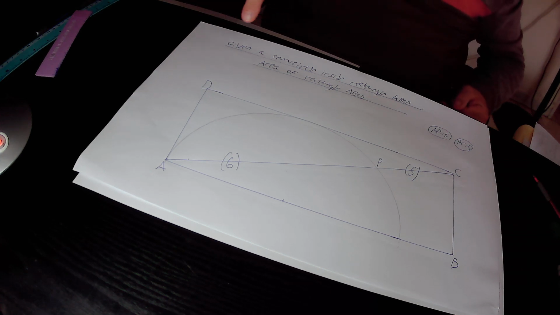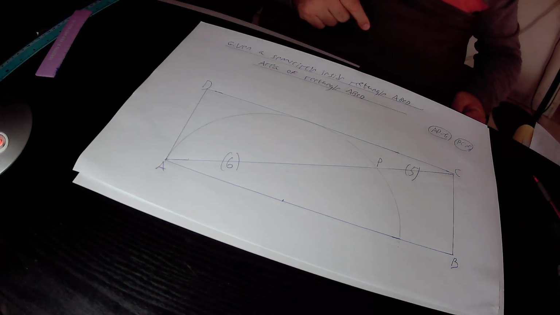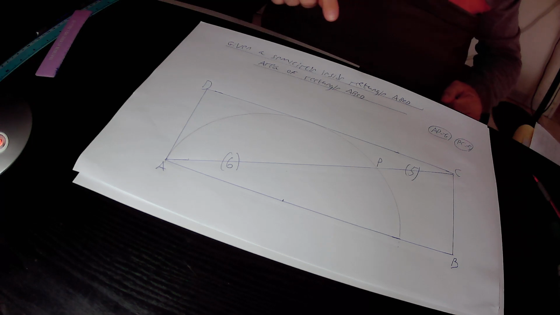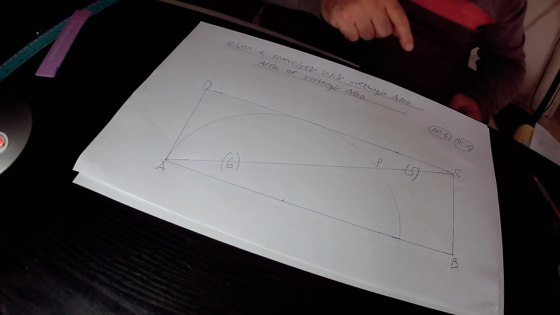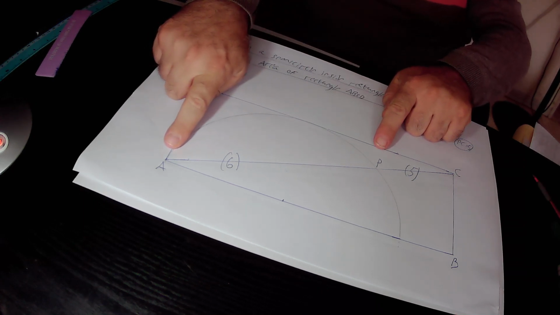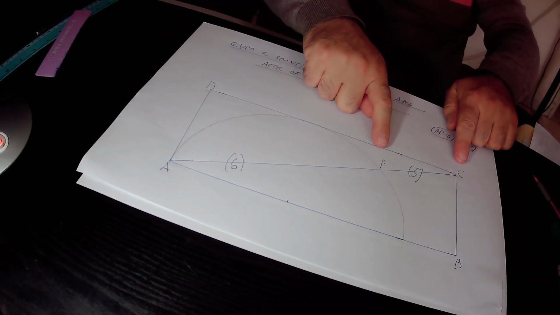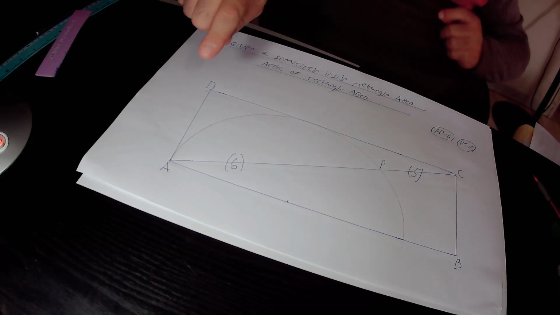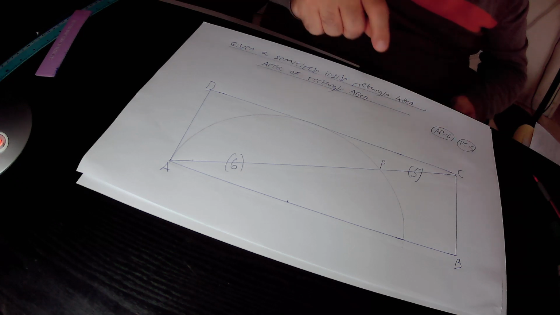In the drawing we have rectangle ABCD. Inside this rectangle we have this semicircle. This is called PA, that is equal to 6 units in its length. This is considered PC, that is equal to 5 units. Again, our mission is to find out the area of this rectangle ABCD.